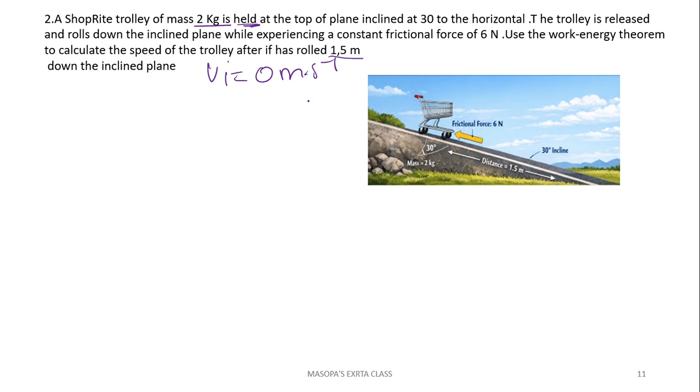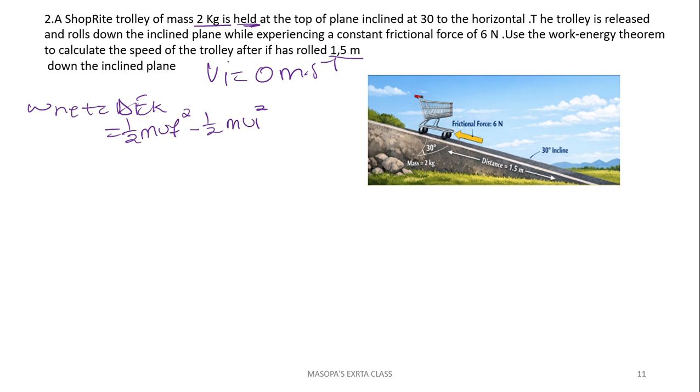Now here we have the presence of frictional force. So the mechanical energy of this object is not conserved or constant. Therefore we're going to use work net, that is equals to the change in kinetic energy. Change in kinetic energy means the final kinetic energy minus the initial kinetic energy, right? So now we need to look for the work net that is done by the frictional force, right?